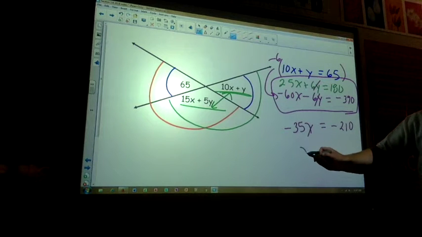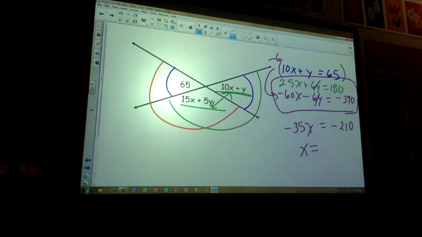And then I divide each side by negative 35, so I get 6? Really? No fibbing? Just 6? Oh, hot dog. I like when that happens.